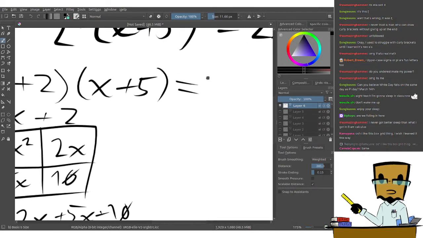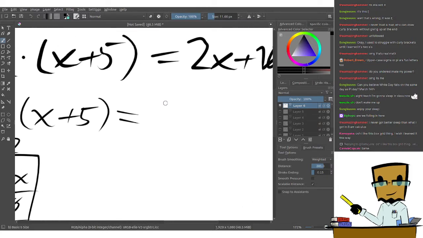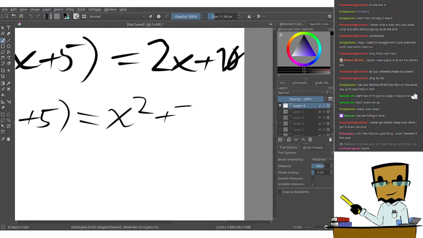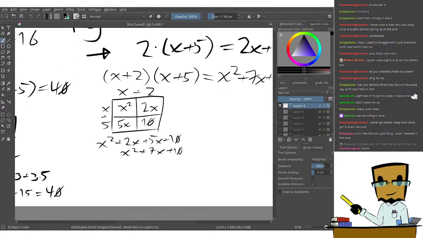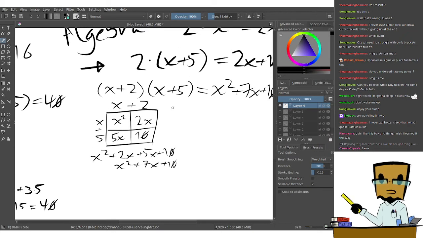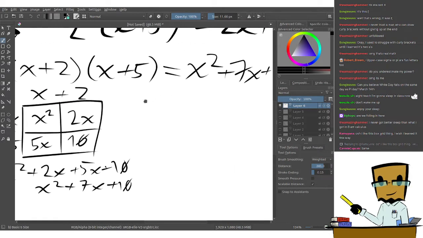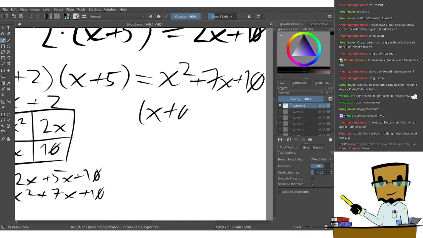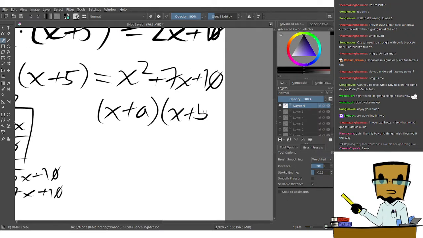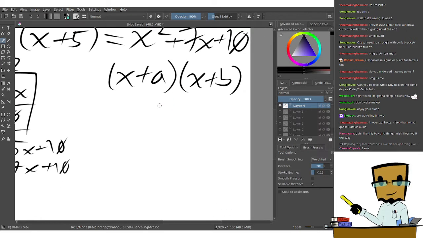If you've got the, well, I'll show the more fun way of doing this in one moment. But, oh no, it's too big. There we go. So, welcome to algebra. We can replace numbers with variables. So if we were to do something like x plus a times x plus b, we get something interesting.